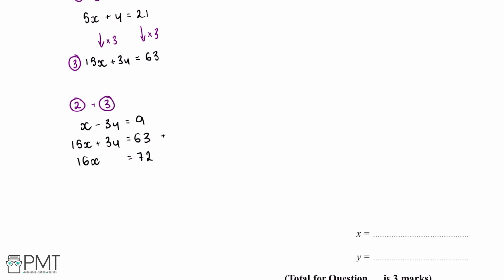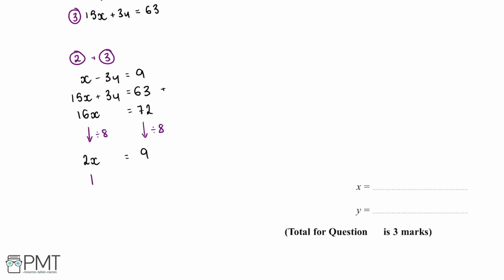So now in order to work out the value of x, we'll want to get the x term on its own on one side of this equation. So the first thing we can do is divide both sides of this equation by 8. And this tells us that 2x is equal to 9. And then finally we can divide both sides of this equation by 2. And this tells us that x is equal to 4.5. So we can write this into the answer box.